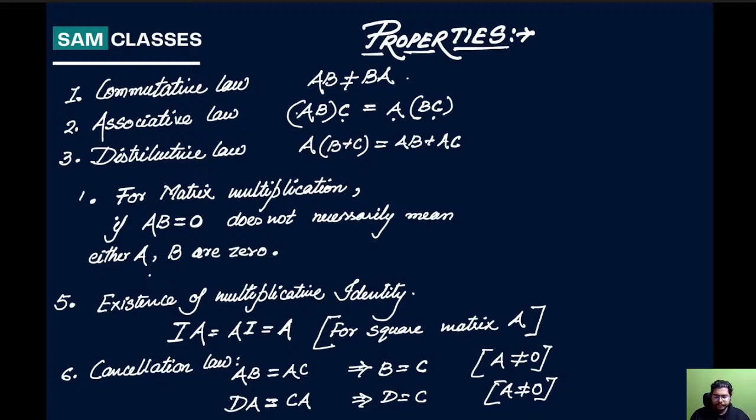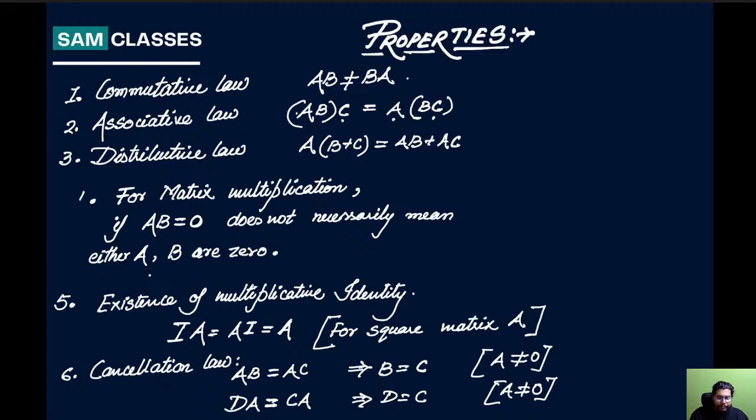Next, associative. If they are associative on one side, the other side will also happen. If A and B are multiplicable and the product is multiplicable to C, if you see the other way around, it also will happen. You can check with an example. Distributive, again it will happen. In distributive also it will happen. You can just take a random example and see. Very easy.